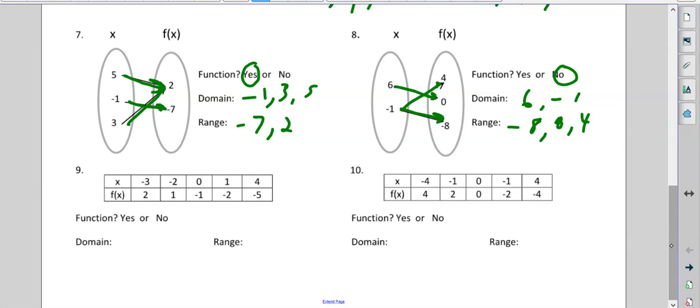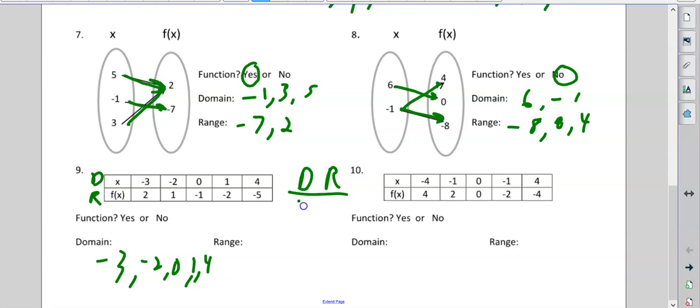All right, number 9. There are no repeats. The domain is negative 3, negative 2, 0, 1, 4. Okay, so remember, my domain is my x values, my range is my y values. The little way to remember that is domain D comes before R, X comes before Y. All right? And range is negative 5, negative 2, negative 1, 1, and 2.